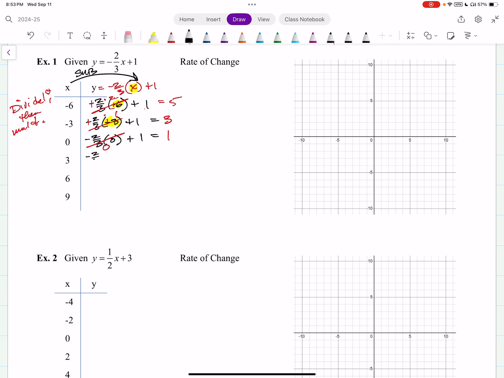So now negative 2/3 times 3 plus 1. So I'm going to divide first. 3 divided by 3 is 1 times negative 2. That's negative 2 plus 1, or negative 1.